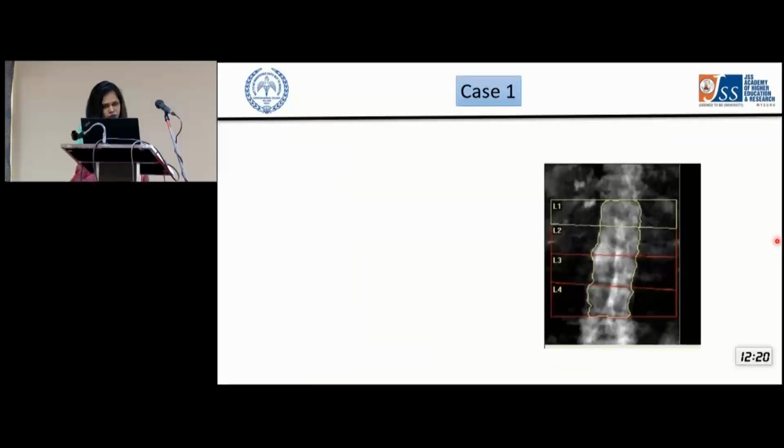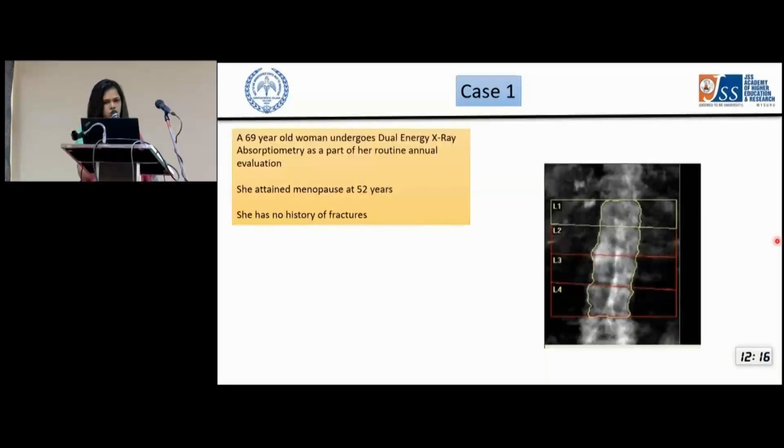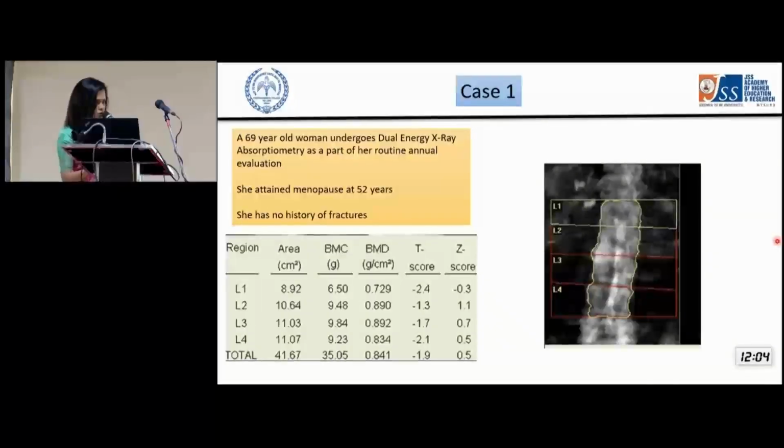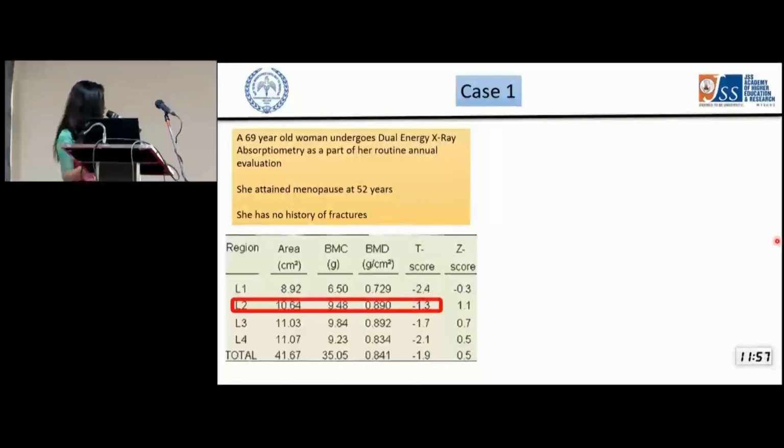So let's look at a few case-based examples and how you actually interpret it. So this is case 1. A 69-year-old woman undergoes dual energy X-ray absorptiometry as a part of a routine annual evaluation. She attained menopause at 52 years and she has no history of fractures. Now this is her bone mineral density report you can see here. So what you can notice here is the L2 vertebra, the T-score is -1.3.